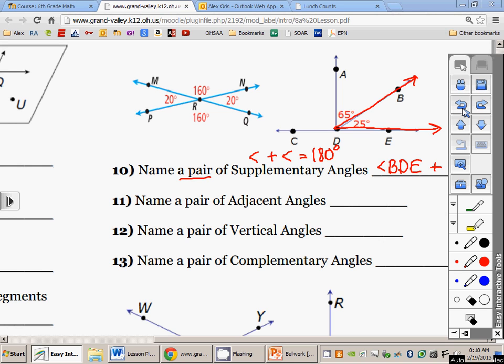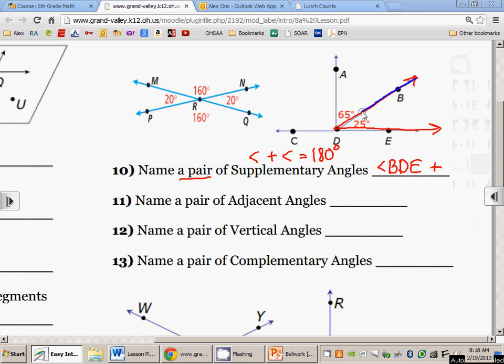ADC. What is it? ADC. Nope. Those don't connect. Andrew? BDC. Very good. Let's follow this. See how we ended here? Let's start here. And now when we do this angle, which is BDC, what do those two add up to together?